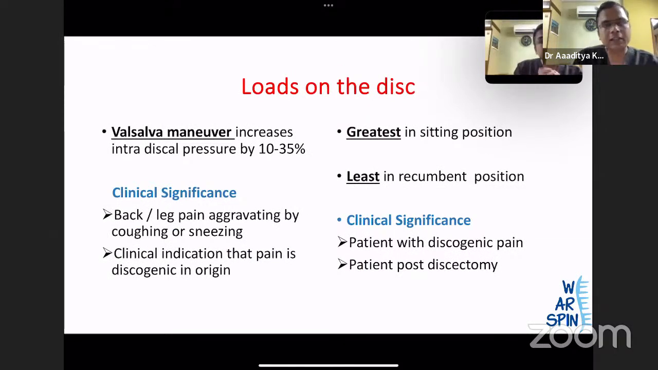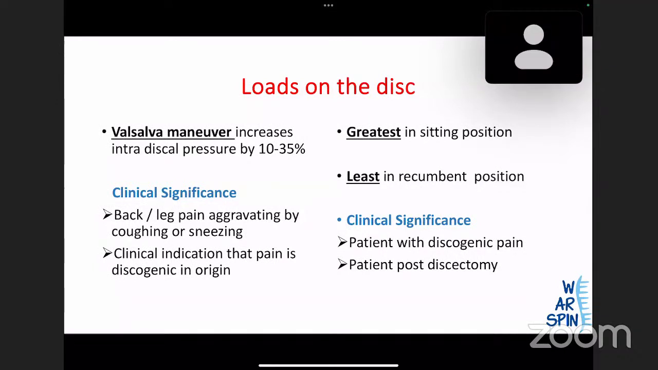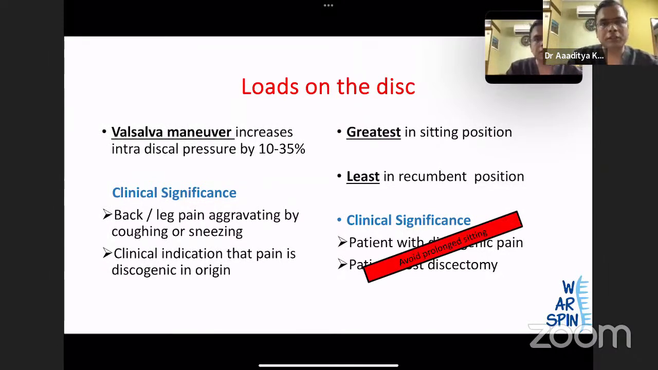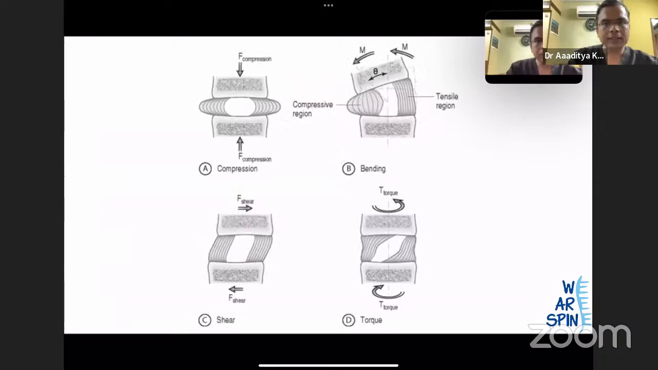It has been seen that if we apply the Valsalva maneuver, the disc pressures are high. It goes around 10 to 35% higher than normal, and the clinical significance is that whenever patients say that on sneezing and coughing they get radiating pain down their legs, it is because of this phenomenon only. Also, of all the positions, sitting is the position where the disc pressures are highest and least in the recumbent position, and that's the reason why, for patients with discogenic pain and post discectomy, we tell patients not to sit for long durations.